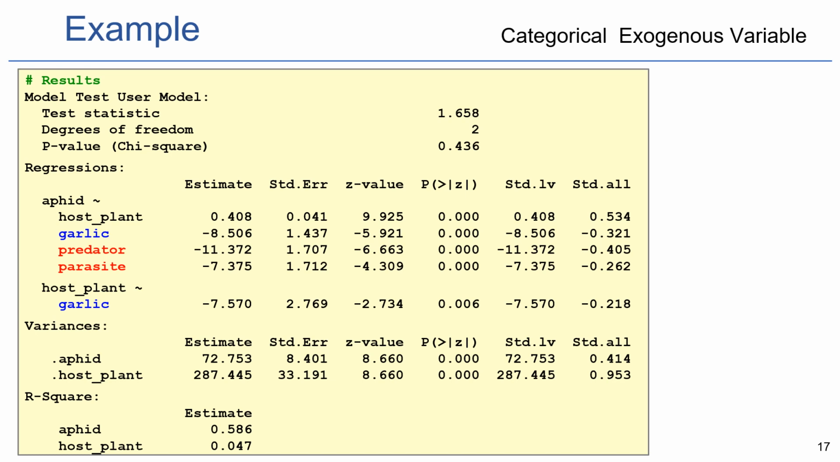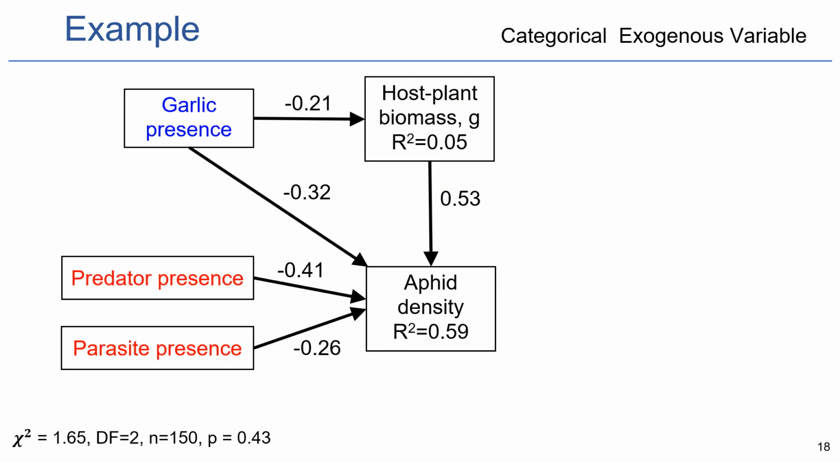And here you can see the results. First, you see, of course, the fit statistics, and you can see that it's highly significant. But also important here are our regression coefficients. So we can see that garlic presence is numeric now, and it yields one single coefficient. Also, predator presence and parasite presence are now our dummy variables, and they also yield single coefficients here.